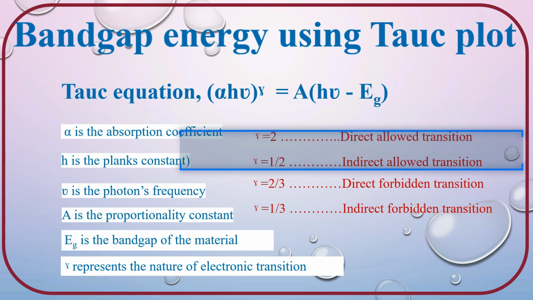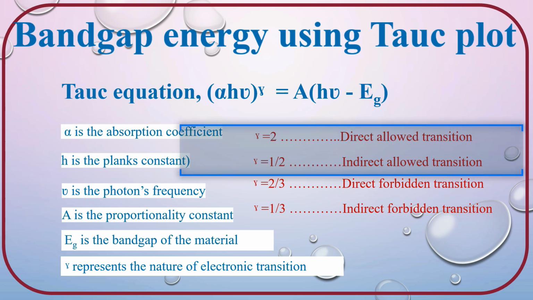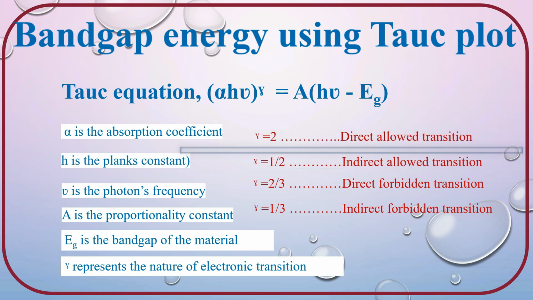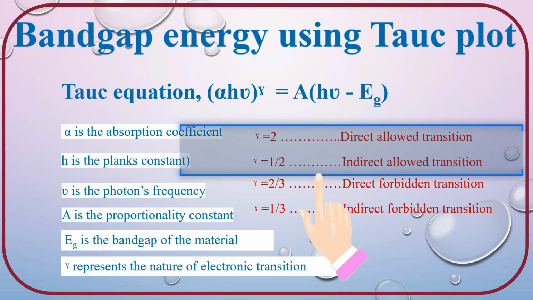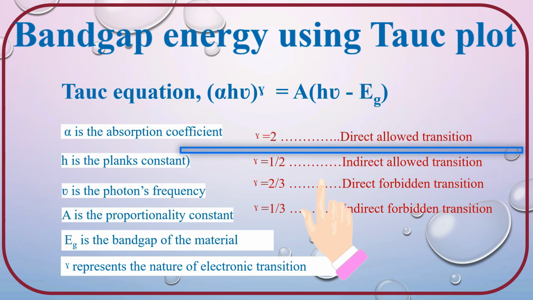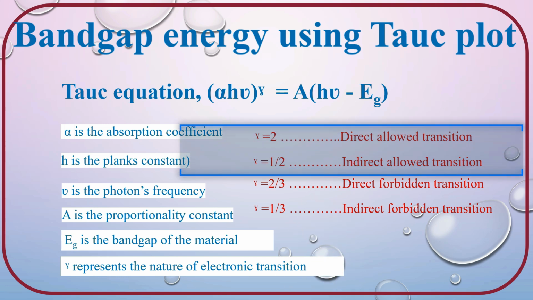Basic absorption process typically dominates the allowed transition, that is, gamma is equal to 2 or gamma is equal to 1 by 2. Thus, the plot of (alpha h nu) raised to gamma versus h nu is a test for gamma is equal to 2 or 1 by 2 to find out the best fit, and thus identifies the correct transition type, whether it is direct transition or indirect transition, or in other words direct bandgap or indirect bandgap.